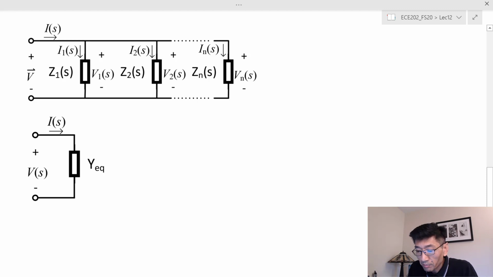So here we have Z sub 1s. If we use Z, that means impedance. If we use Y, we use admittance, right? The admittance Y is always equal to the inverse of the impedance, right? So this is the admittance.